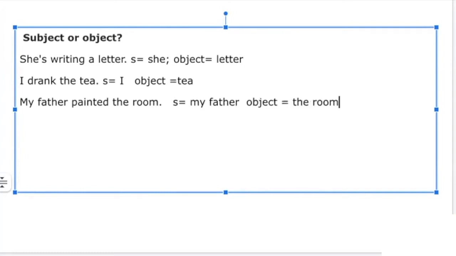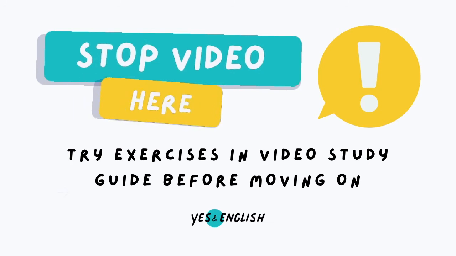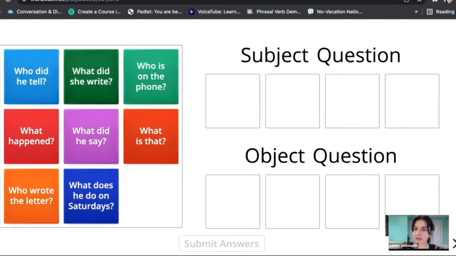Perfect. Very good. So what you can see here is that there are two basic types of questions. If we go back, there are subject questions and object questions. Actually, we can do this together. Can everybody see my screen here? Yes. Okay. We'll start with this one. It'll be easier, so we're on the same page.